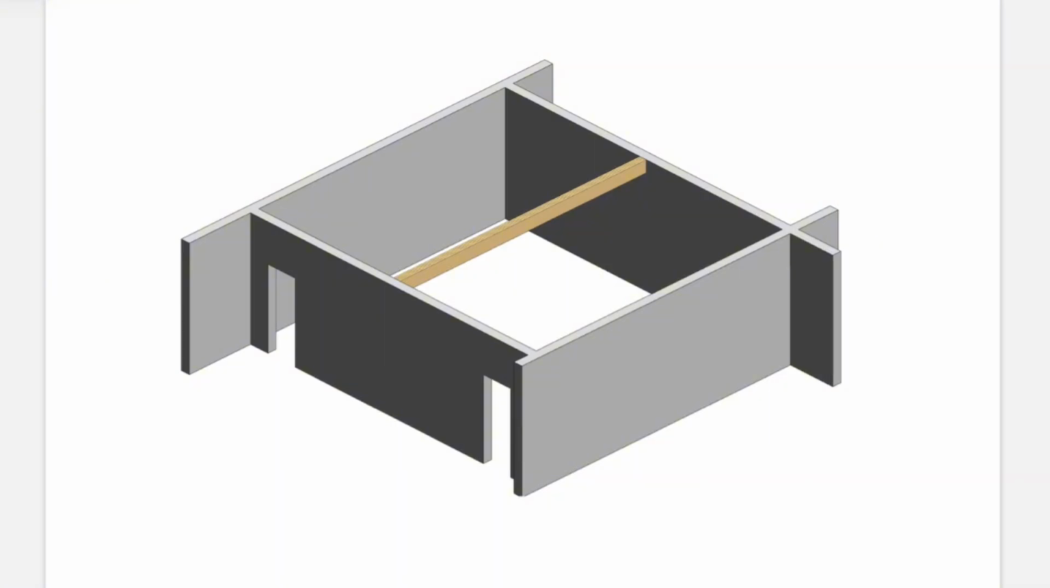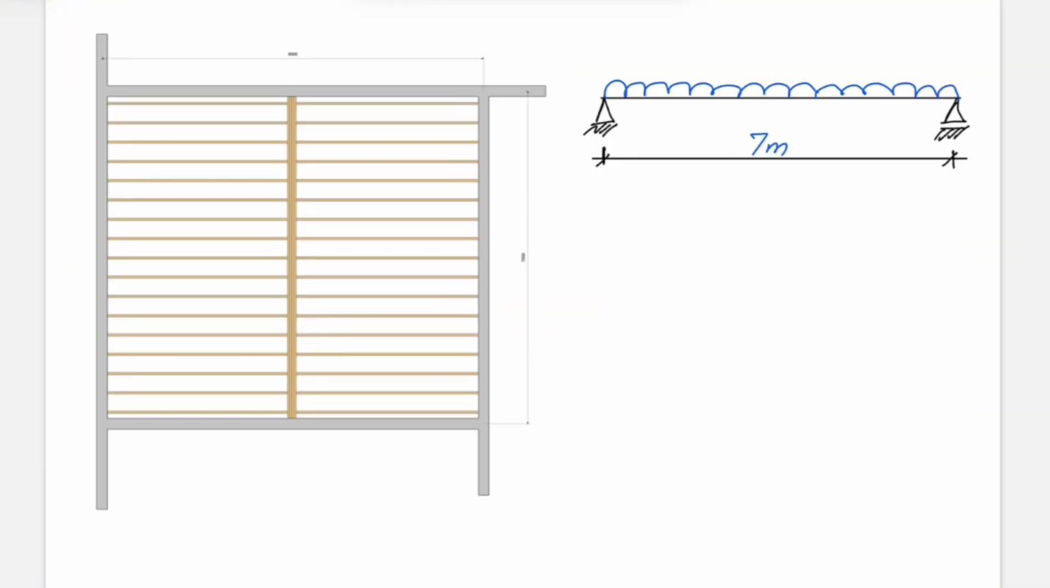I'm a licensed structural engineer in Ontario. I work mostly on residential renovations, wall removals, and beam replacements. Let's walk through how an engineer evaluates this problem. We'll assume a simply supported beam with a span of 7 meters. This is the plan view, and this is the beam that we're going to design.